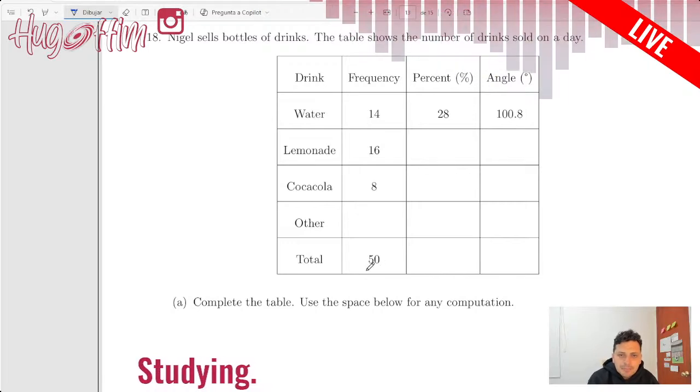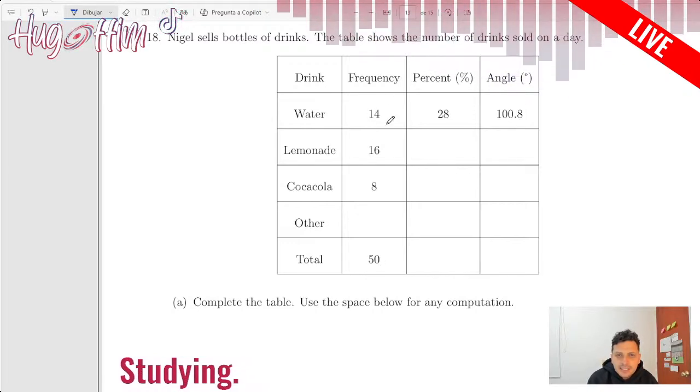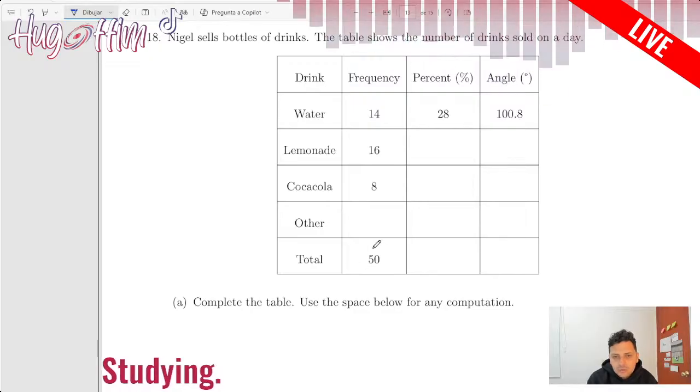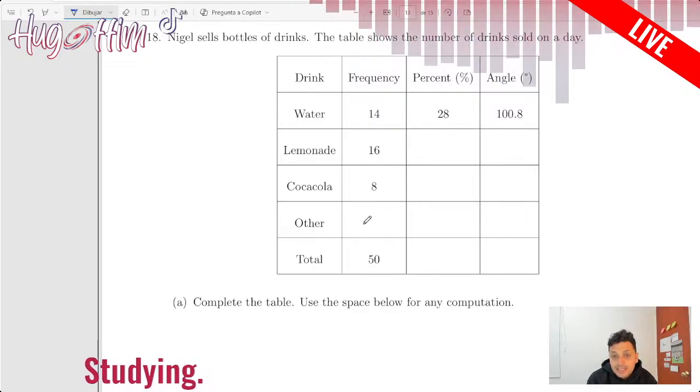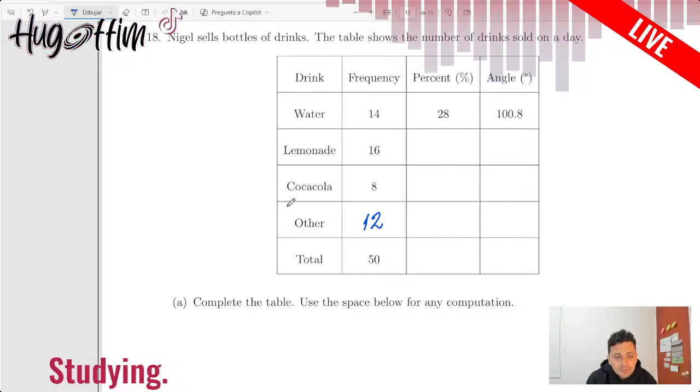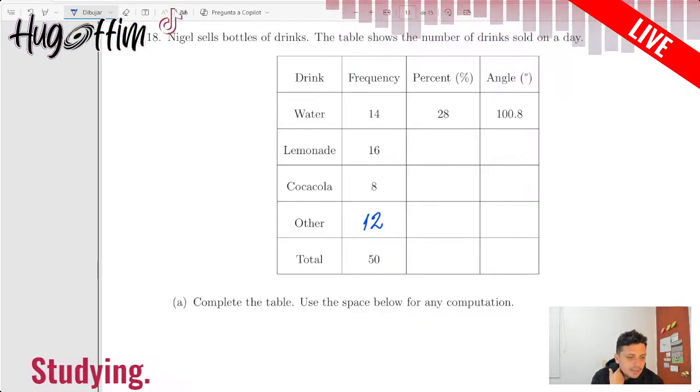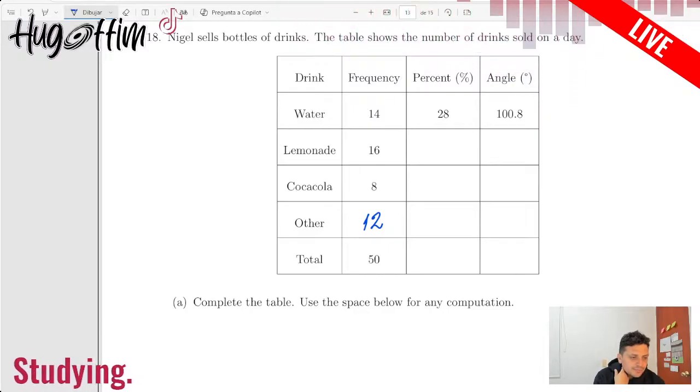So I have 50 people. I have here 14 and 16, that there are 30, 38. So to complete the 50 people, I need 12, right? So 12 decided on other drinks from water, lemonade, and Coca-Cola. This is the first thing we need to do.